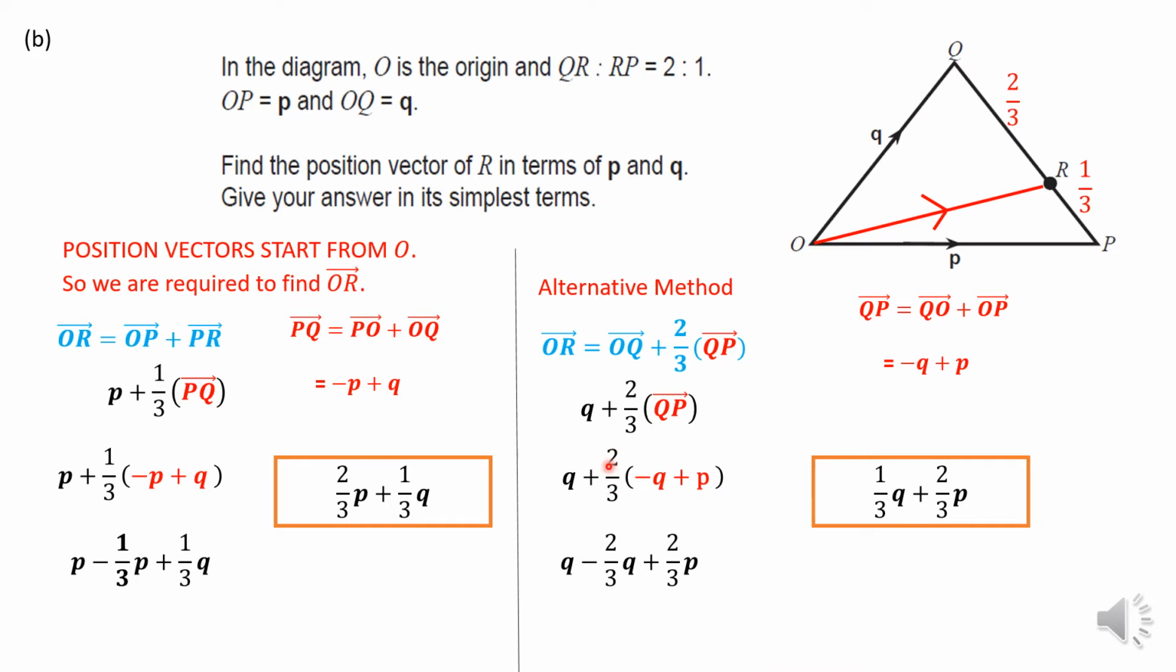So you have 2/3 times negative Q, which gives you negative 2/3Q, and 2/3 times positive 1P gives you that. When you subtract 3/3 minus 2/3, or 1 minus 2/3, you get 1/3 plus 2/3P. So that is the way you could have done these questions. Either way, you will still arrive at the same answer.